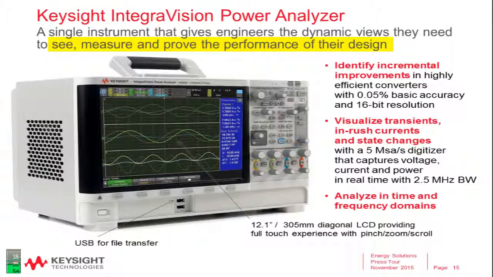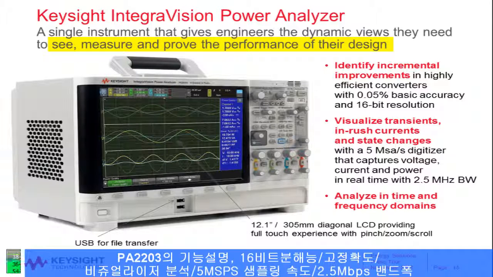So, the Keysight Integra Vision Power Analyzer is a single instrument that allows engineers to see what's happening because they can see the waveforms, to measure what's happening, and this blue box here gives them all the measurements on their AC power, now for three-phase, and therefore to prove the performance of their designs. It's a highly accurate family of instruments with 0.05% basic accuracy and 16-bit resolution. If we compare that to an oscilloscope, which would have about 1% accuracy and 8 to 12 bits of resolution, we're talking about something that's about 100 times more accurate than an oscilloscope for making these kinds of measurements.